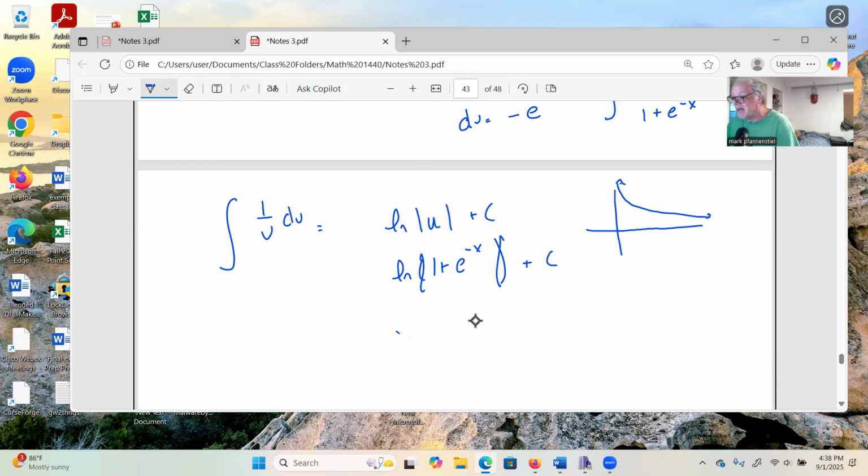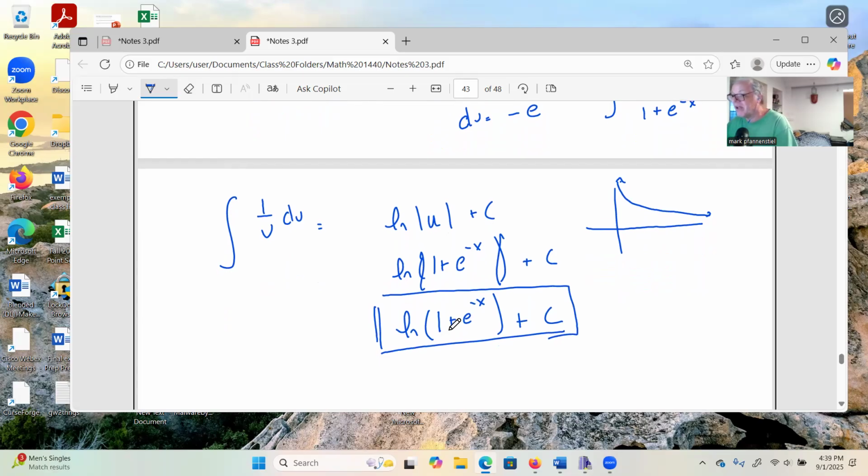So I can drop the absolute value sign and say this is just parentheses 1 plus e to the negative x, which is a little less intimidating, plus c. You don't need to drop the absolute values, but because absolute values can be intimidating, if I can drop them, I will, so that makes this just a little bit more pleasant to look at. That's going to be my answer, okay?